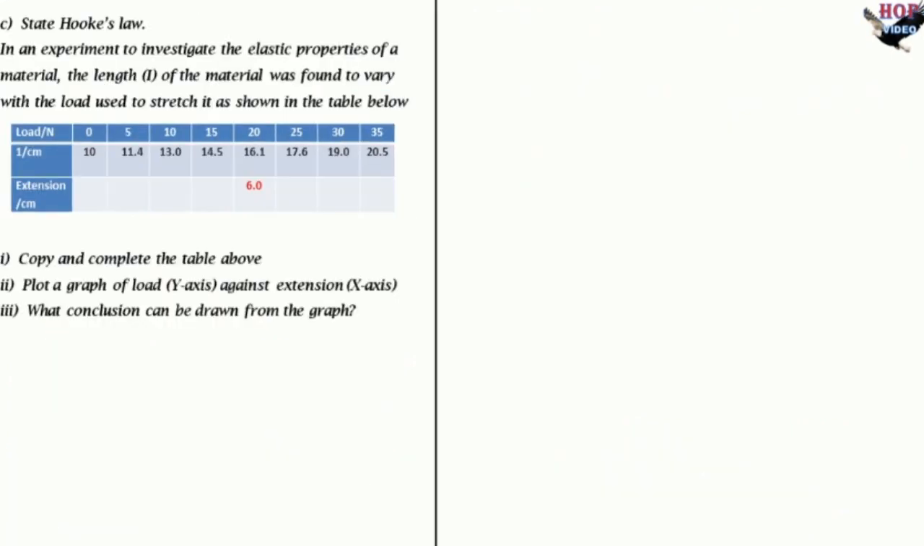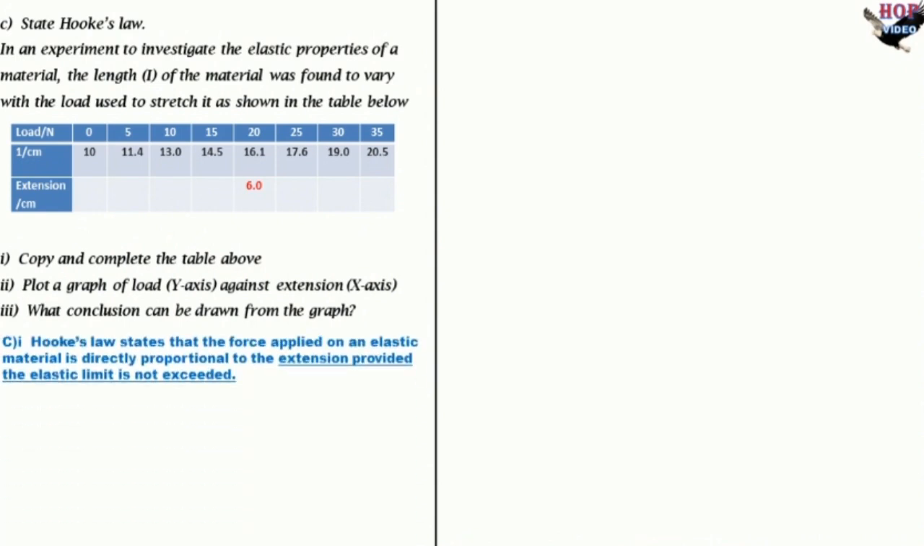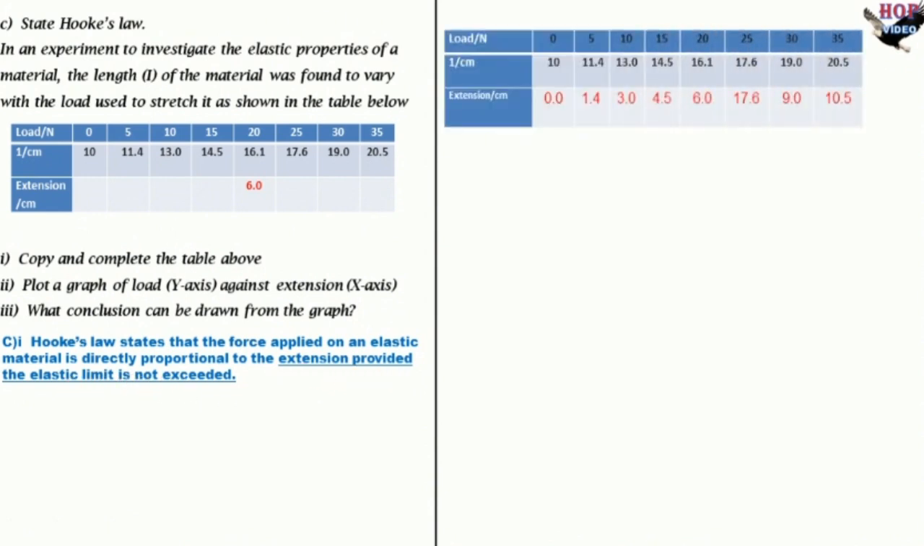Move on to the last part of the question, C. State Hooke's law. In an experiment to investigate Hooke's law, they obtain the table below. Copy and complete the above table, plot the graph, and write the conclusion from your graph. Hooke's law states that the force applied on an elastic material is directly proportional to the extension, provided the elastic limit is not exceeded.